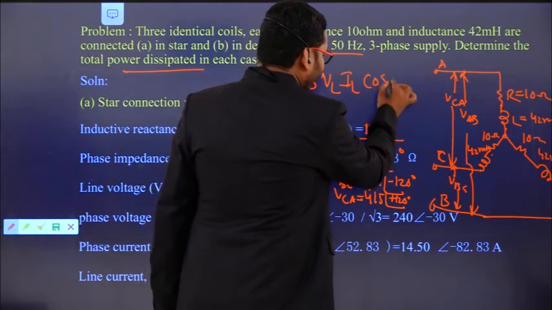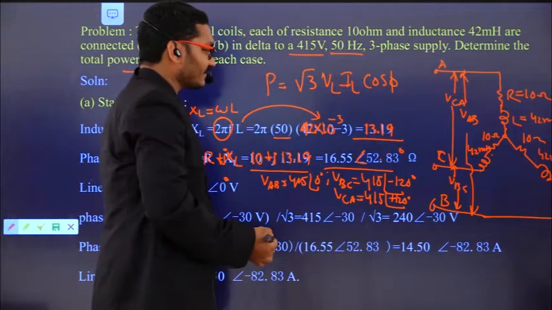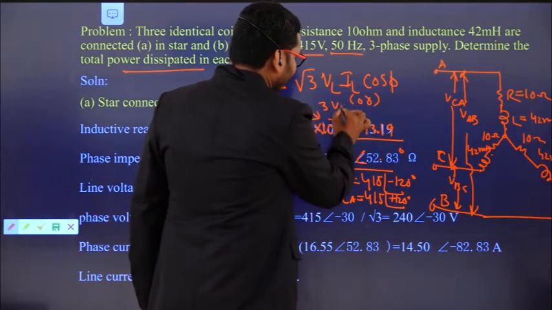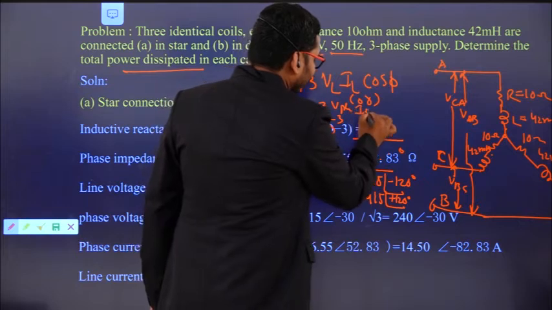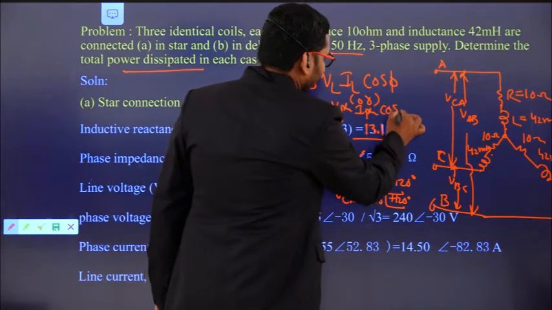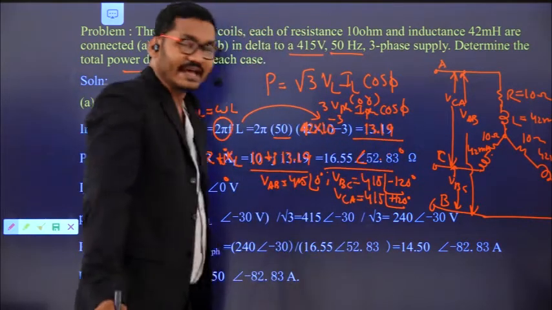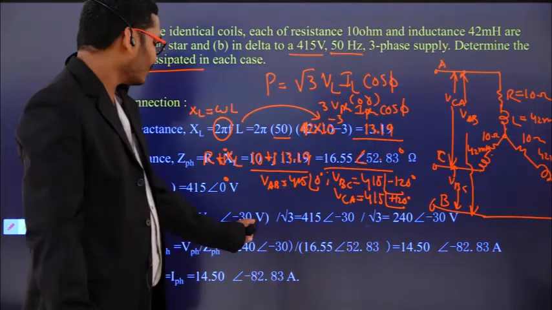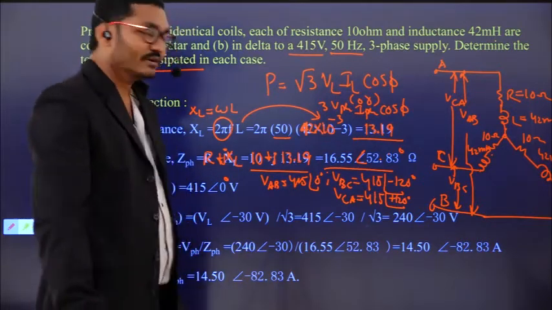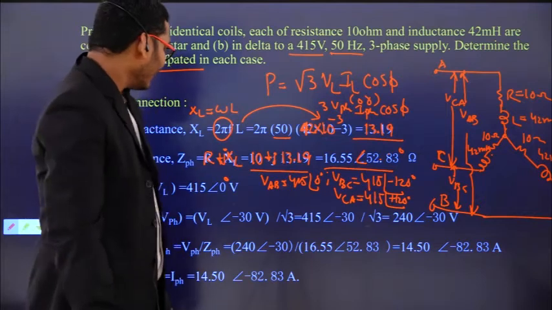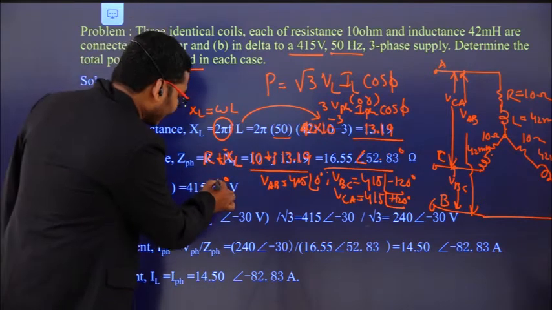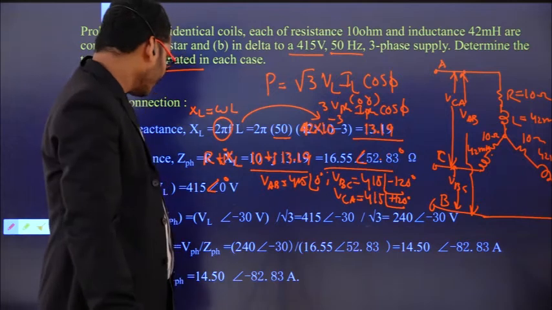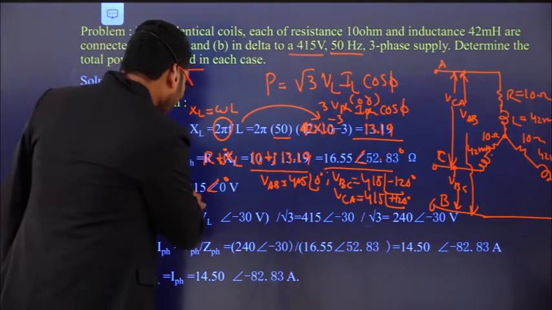This is the formula: root 3 VL IL cos phi, or in terms of phase quantities, 3 into V phase into I phase into cos phi, where phi is the angle between V phase and I phase. So we don't need the line voltages with angles, we want the magnitudes. Here you need not take the angle 0 degrees, you can directly take the magnitude as 415. So this is the line voltage.